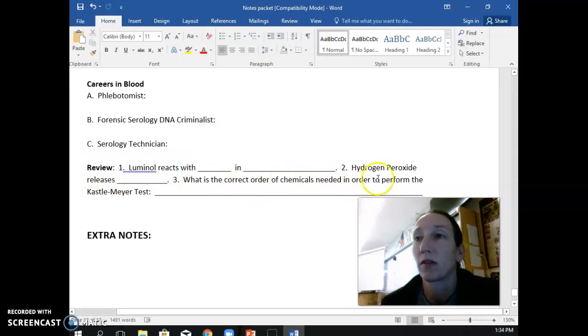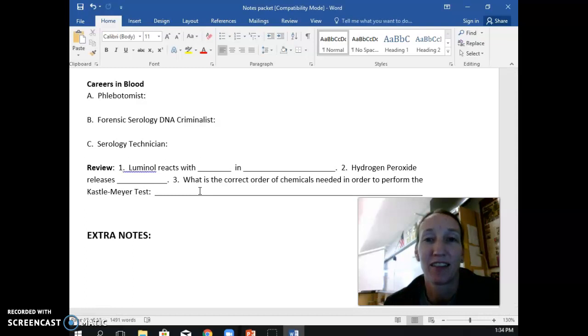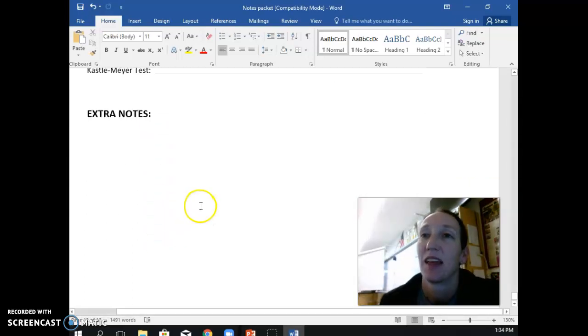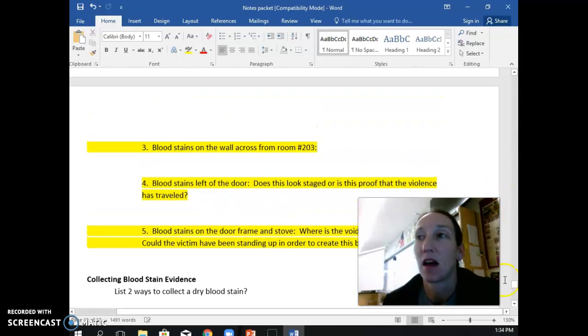And then what is the correct order of chemicals needed in order to perform the Kastle-Meyer test? That's your alcohol, your phenolphthalein, and then your hydrogen peroxide that creates the oxygen for the phenolphthalein to turn pink. So that kind of sums it all up.